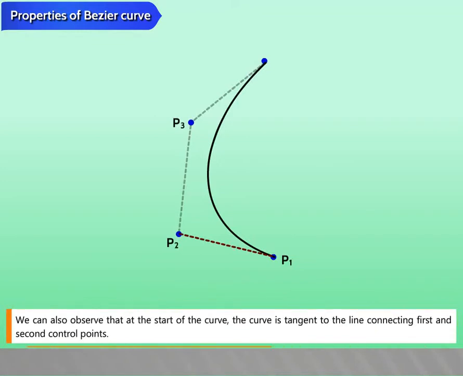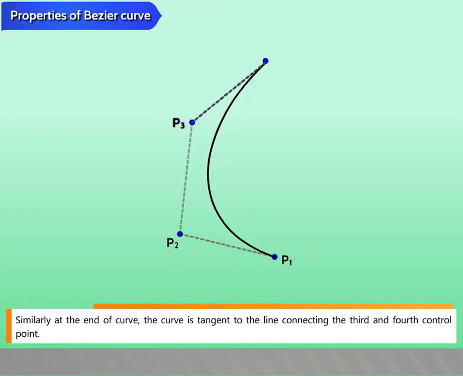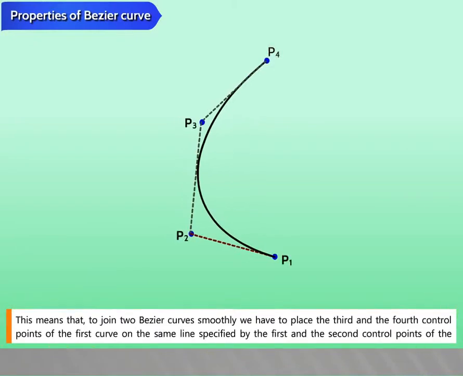We can also observe that the start of the curve is tangent to the line connecting the first and second control points. Similarly, at the end of the curve, the curve is tangent to the line connecting the third and fourth control points. This means that to join 2 Bezier curves smoothly, we have to place the third and fourth control points of the first curve on the same line specified by the first and second control points of the second curve.